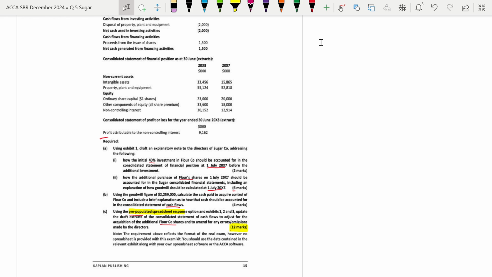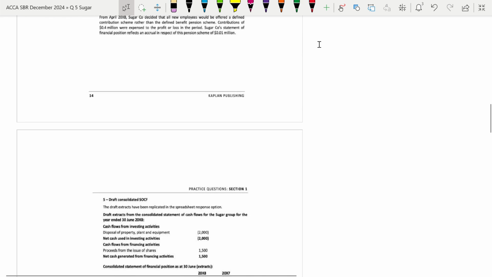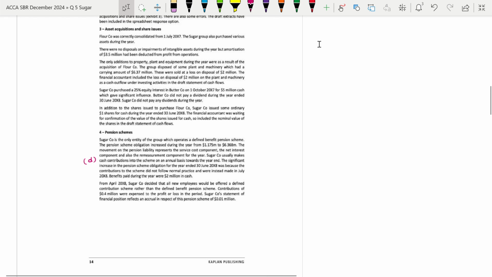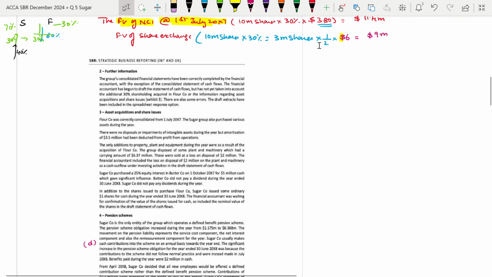Because they have taken additional 30%, all things have been cropped up. Now, in order to know, we are doing this. They have calculated goodwill correctly. Goodwill, there is no problem. How much is the goodwill on acquisition as per the question?